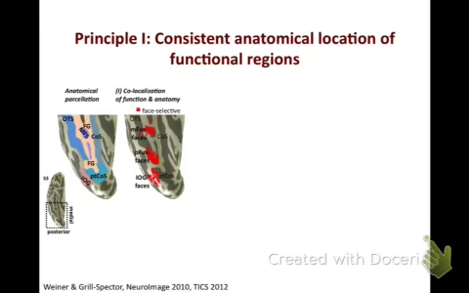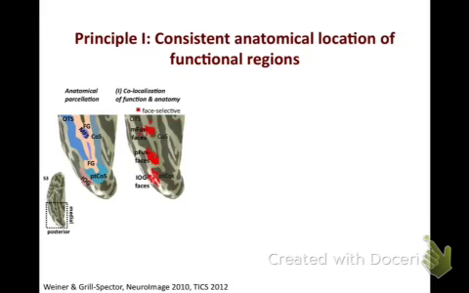So what did we find? What we found is that the high-level visual cortex is much more organized than previously thought, and specifically there are 4 principles that can describe this organization. The first point is that there is a co-localization between functional regions and anatomical landmarks.